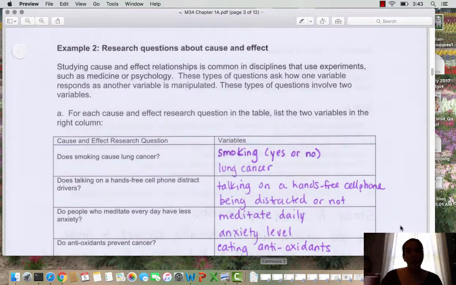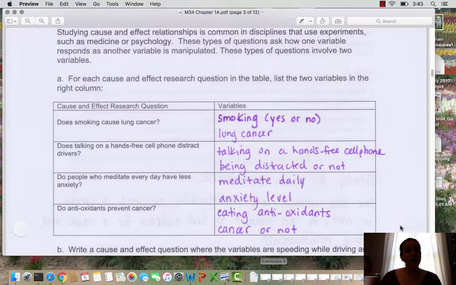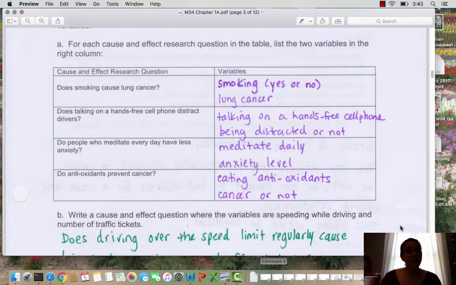And cause and effect relationship questions have two variables. One is what we call the explanatory variable causing the change, and then the effect is the response. So for each of these cause and effect questions in the table, we want to think about the two variables. So, does smoking cause lung cancer? In that case, our variables are smoking, and you'd find out, yes or no, whether or not the person is a smoker, and then lung cancer, whether or not they had lung cancer.